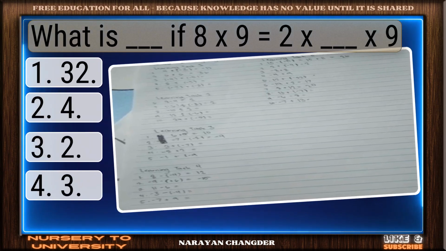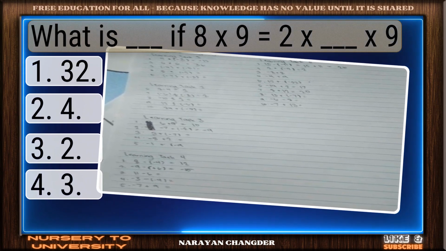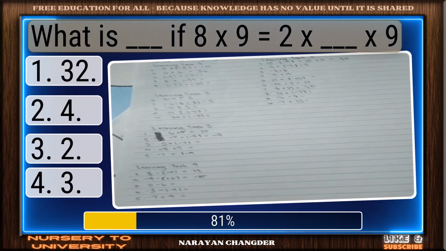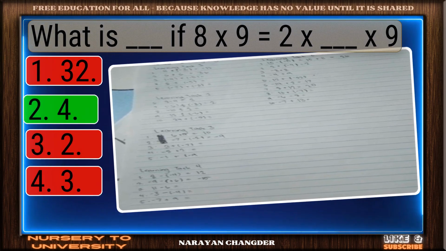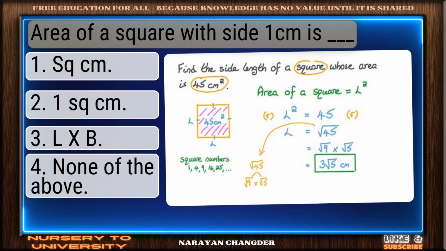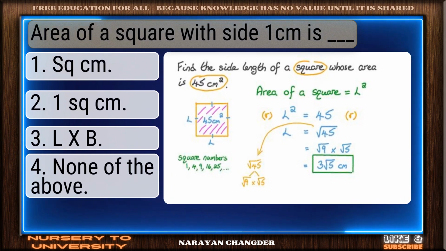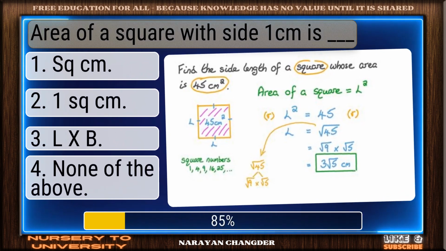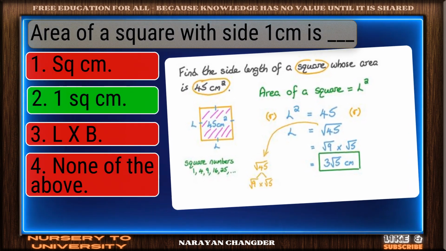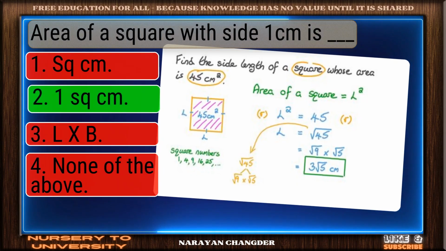What is dash if x9 equal to 2x dash x9? Correct response. 4 is the most accurate answer. Area of a square with side 1 cm is dash. Perfect. 1 sq cm is the correct choice.